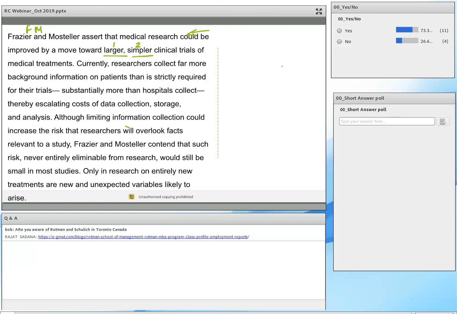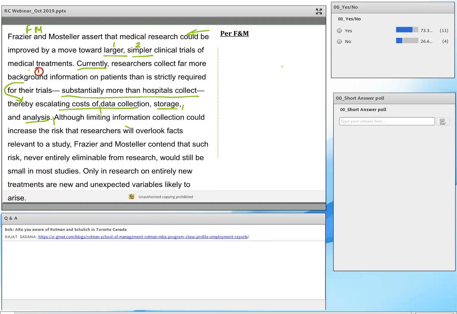Currently, the author is talking about what is being done. Researchers collect far more background information on patients than is strictly required for their trials, substantially more than hospitals collect. So he presents the first thing that is wrong with medical research: they collect too much information. That's a negative thing. And what is the impact? Too much information leads to increasing costs of data collection, storage, and analysis. So increasing costs of these three things, one, two, and three.